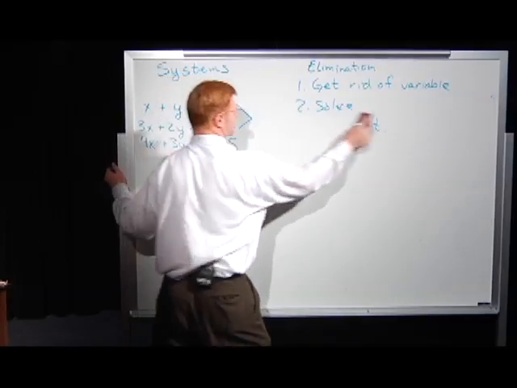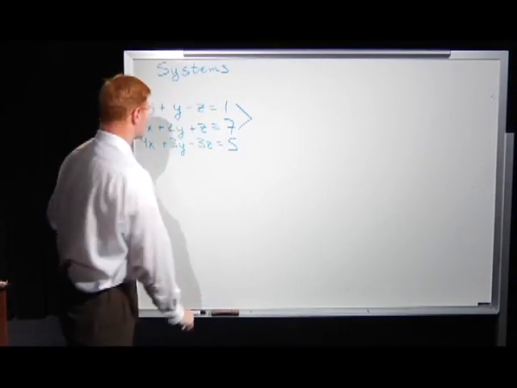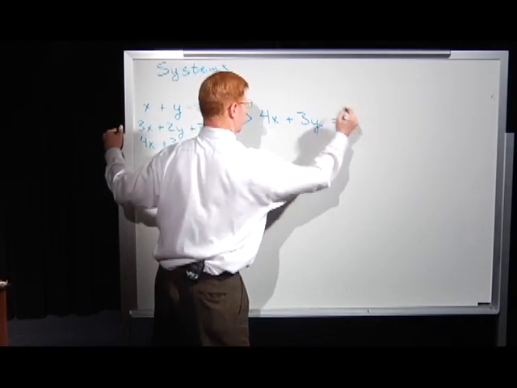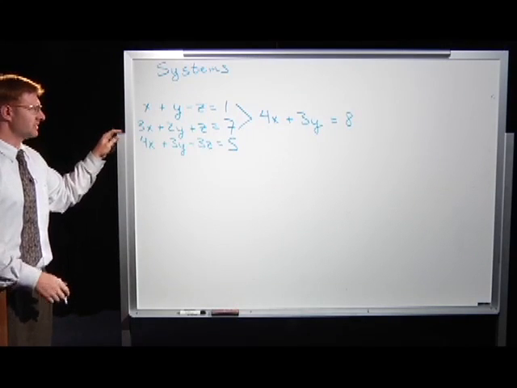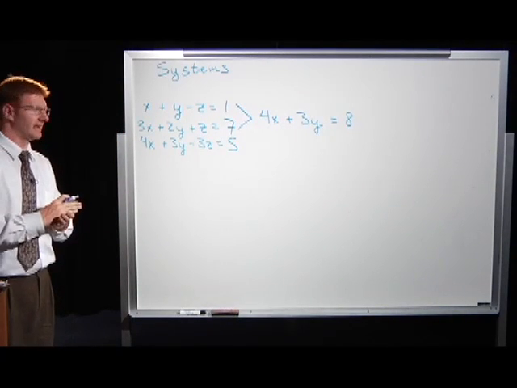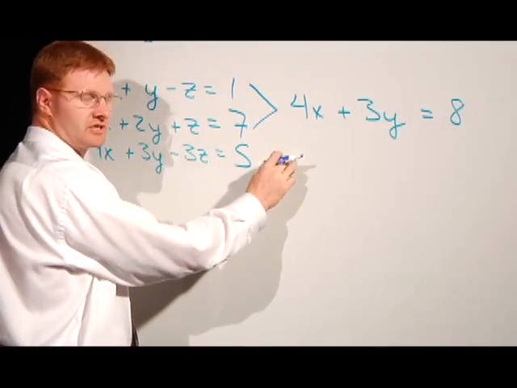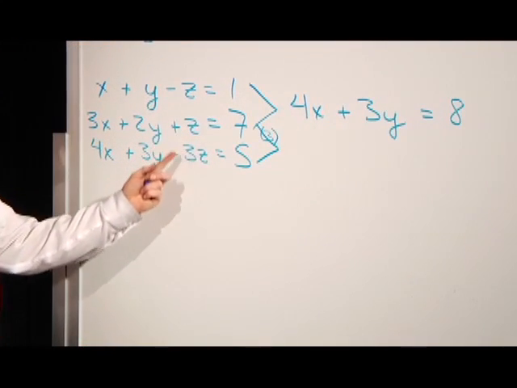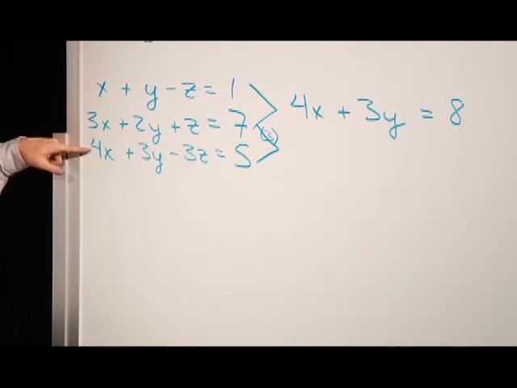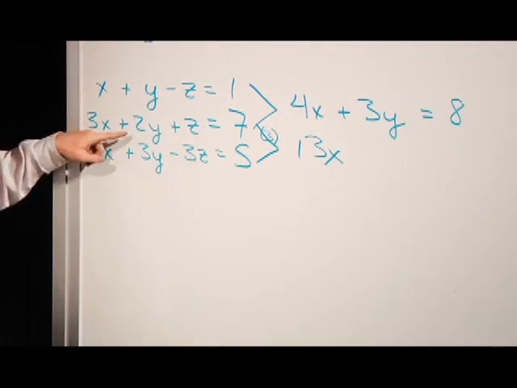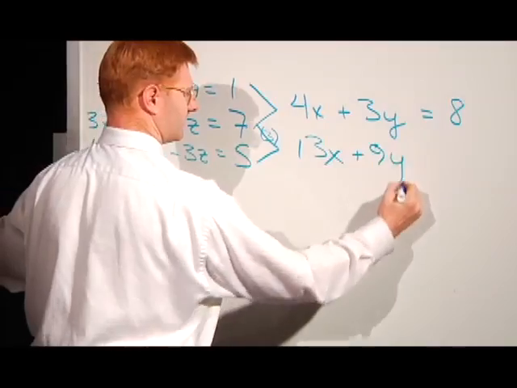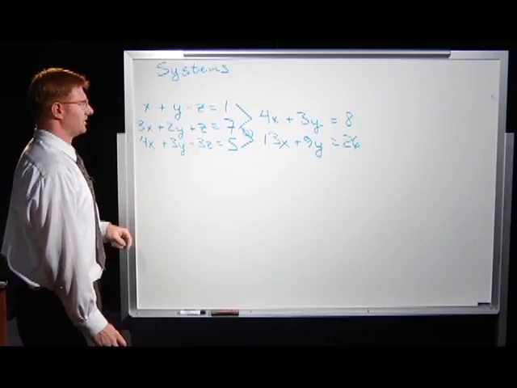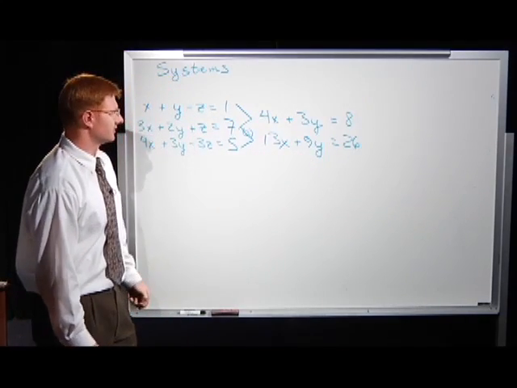Now I'm going to erase these steps so you can see how it goes. If you add those 2 together, you get 4x plus 3y equals 8, and the z's are gone. Now if you can get rid of the z in one more way, you will have 2 equations with 2 variables. So we add these 2 together, but multiply that one by 3, so the z will be gone. We have 9x plus 4x is 13x, 6y and 3y is 9y, and 21 and 5 is 26. Now we're back to 2 equations, 2 unknowns, just like we had before.